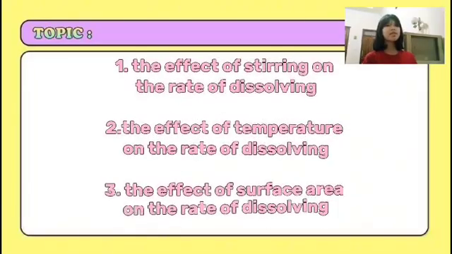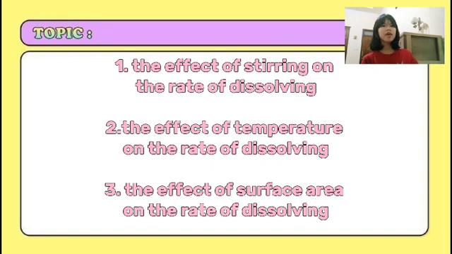I'm from grade 7. Today I want to explain about factors that affect the rate of dissolving. The topics are: first, the effect of stirring on the rate of dissolving; 2. the effect of temperature on the rate of dissolving; 3. the effect of surface area on the rate of dissolving.